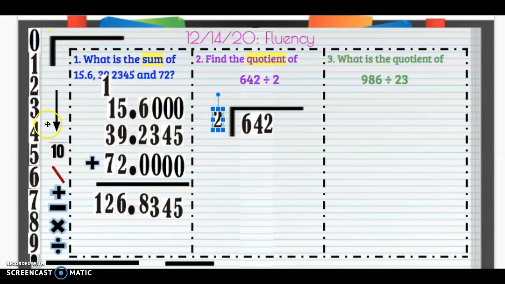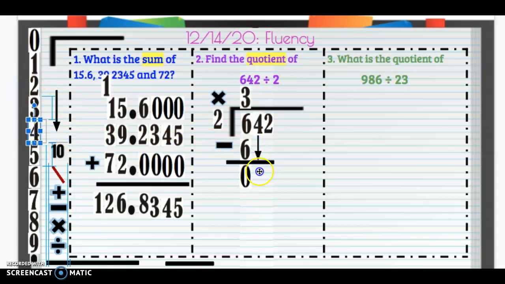So we set up our problem and we ask ourselves the question, how many times does 2 go into 6? So 2, 4, 6, that's 3 times. So my 3 goes above the 6 because that's what I'm going into. And then I do 3 times 2, which is 6, put it below the 6, and then I begin by subtracting, which 6 minus 6 gives me 0. And then I have to bring down the 4.